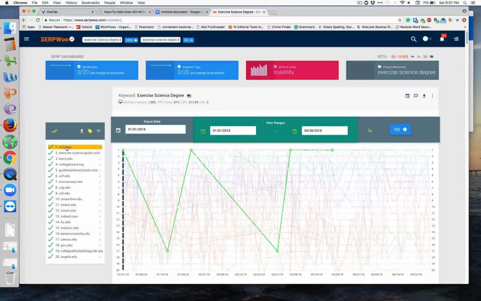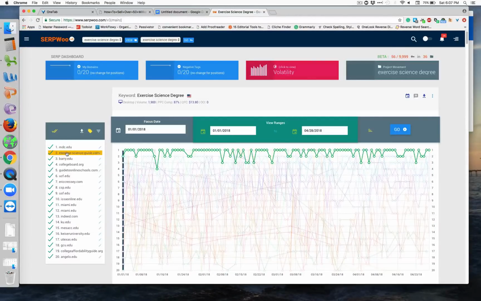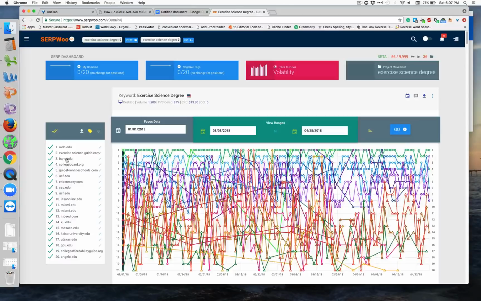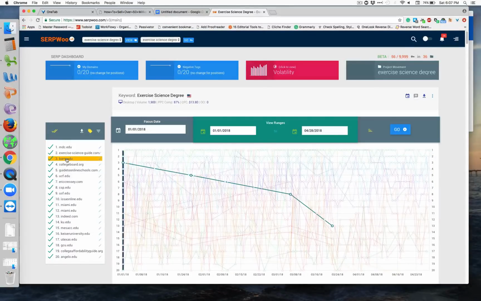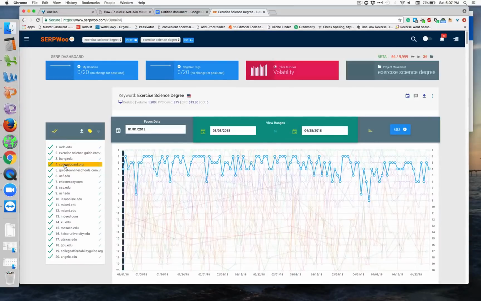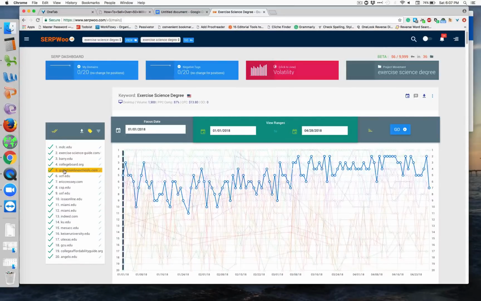I'm going to keep going because I want to find somebody that maybe was in the SERPs a little bit longer. This exercise science guide, that's not a university or college. That's probably an affiliate or an affiliate aggregator. Berry.edu, let's see, they went third, popped out, came back in, was fifth, popped back out. Came back in at 7th and they tanked. That could be a possibility. I don't feel too strong about them yet. College Board, that's not going to be a university. Guide to OnlineSchools.com.